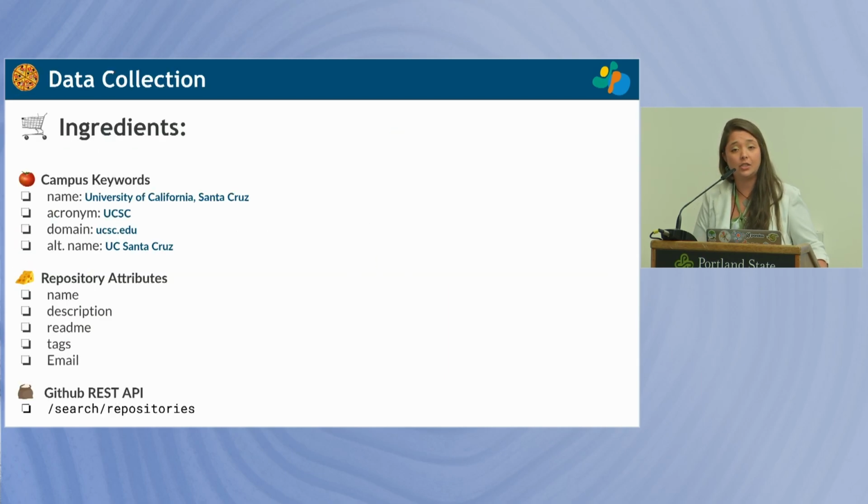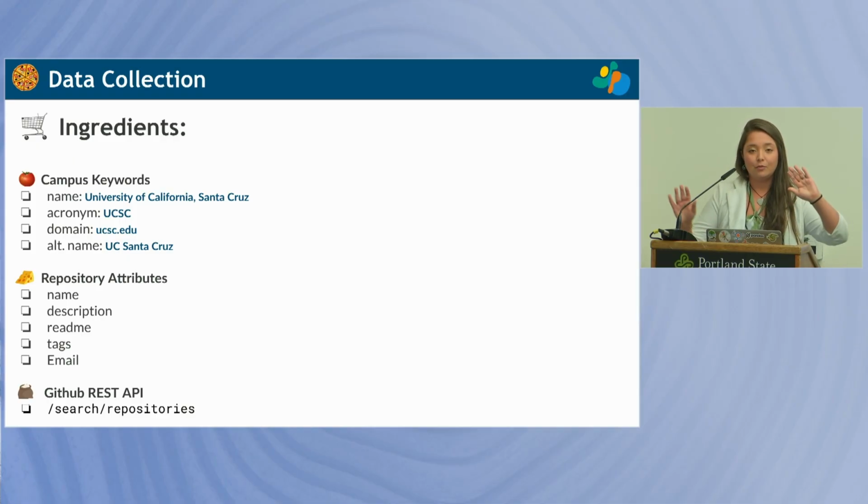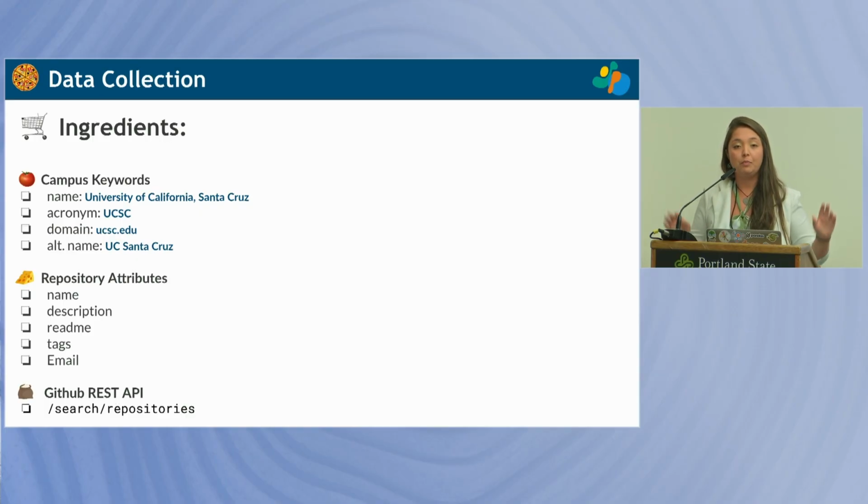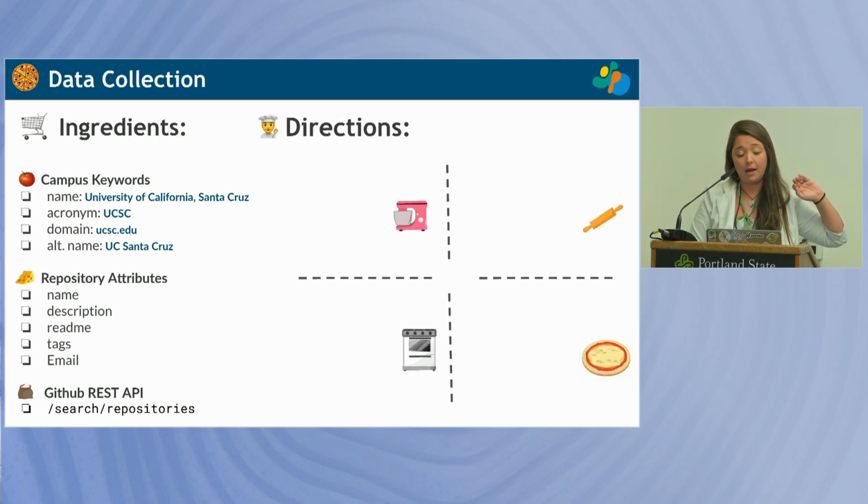So for the data collection, I used some campus keywords. So the name, the acronym, the domain, and some alternative names. So for example, for the University of California, Santa Cruz, we also call it UC Santa Cruz. This works the same with all of the UC campuses. And then I used some of the repository attributes to find these keywords. And the main way that I collected the data was using the GitHub REST API.